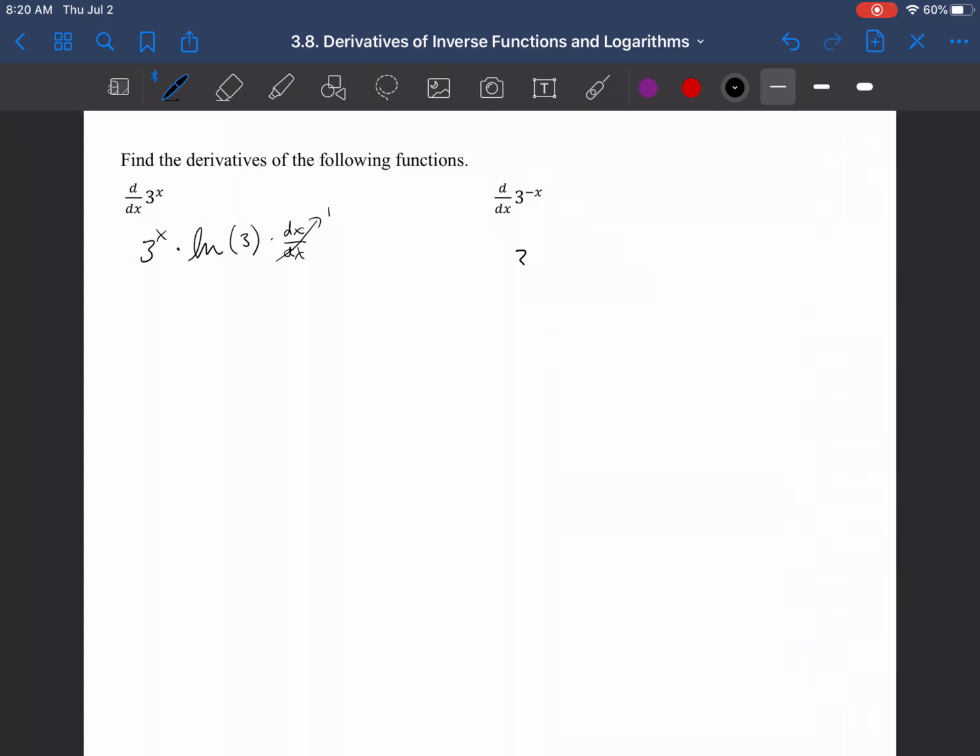Well, that's going to be 3 to the negative x, right, times the natural log of 3 times the derivative of negative x, like that, right? And so the derivative of negative x is just negative 1. So this is negative 3 to the negative x natural log of 3. Okay, and if you wanted to try that one using substitution, then that's fine as well.